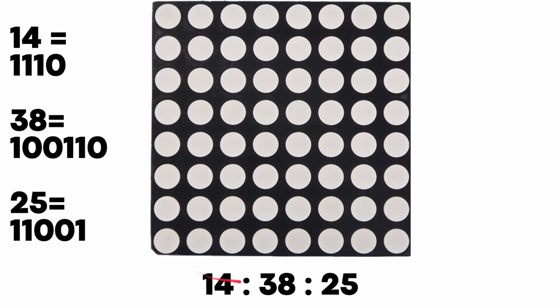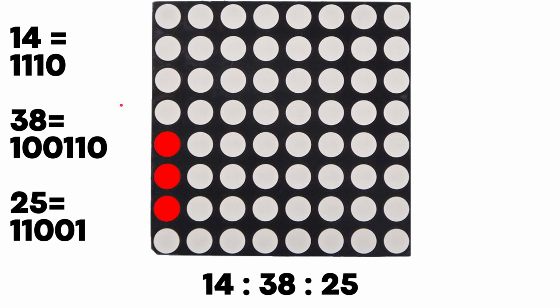Now, if the time is 14:38 and 25 seconds, 14 is 1110, 38 is 100110, and 25 is 11001. So what you can do is represent 14 in this grid. You've got 8 bits really, so that's any number between 0 and 255. So of course the time, 24 hours and up to 59 minutes, all fits perfectly in 8 bits.